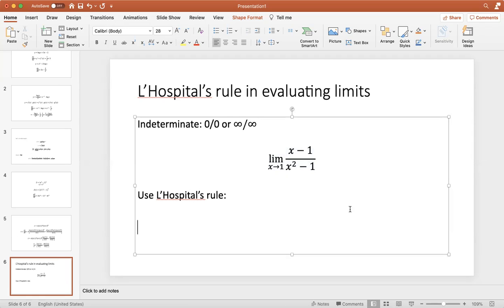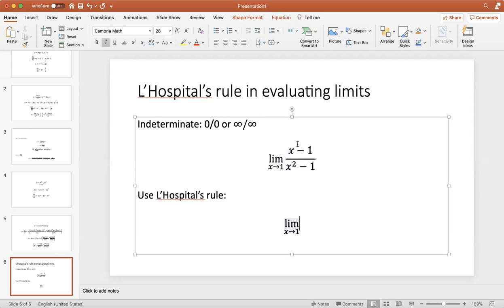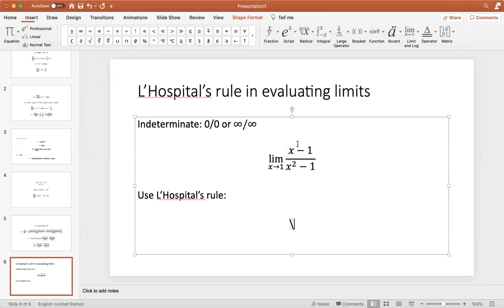So to get the limit of this function, you can get the derivative of the numerator and the denominator. What's the derivative of the numerator? With respect to x, that's just going to be 1, right? And what's the derivative of the denominator? That's going to be 2 over x.